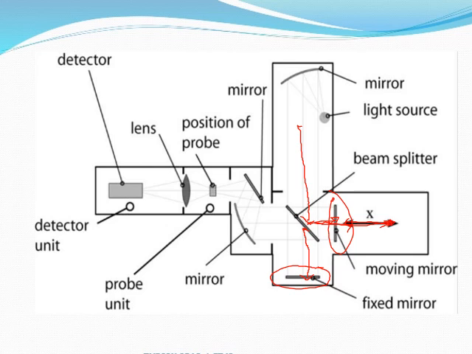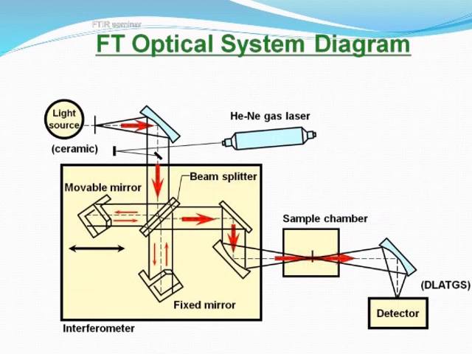When both of the mirrors reflect the radiation, this radiation then again joins at the beam splitter and interference takes place, and this will go through a series of mirrors and through a lens onto the detector, and the detector will detect the signals and an interferogram will be formed.